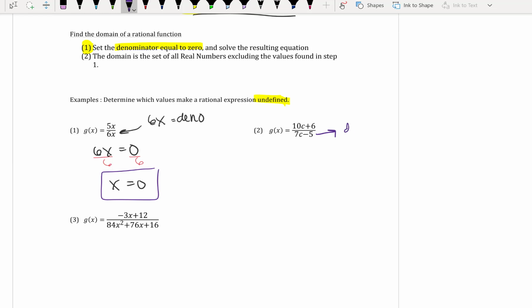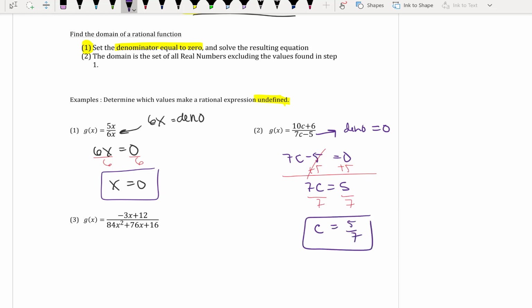We want to set this denominator also equal to 0, so I can figure out what values make this undefined. So I have 7c minus 5 is equal to 0. I'm going to add 5 to both sides, so that 7c is equal to a positive 5. Then I divide by 7, and I get that c is equal to 5 over 7. So if I plug 5/7 into my original fraction, it will give me a 0 in the denominator, which would make it undefined.